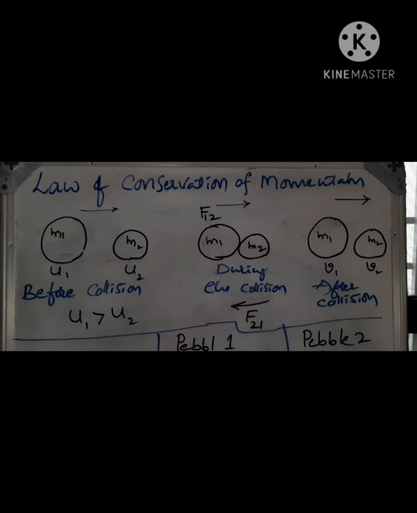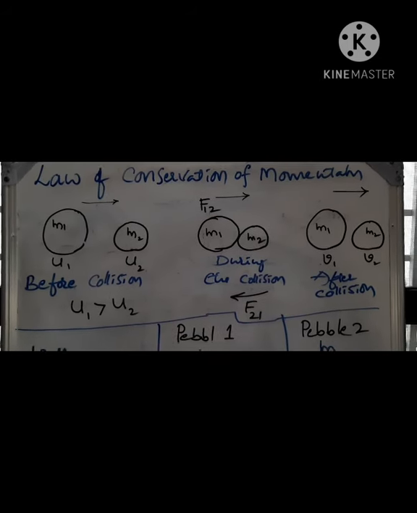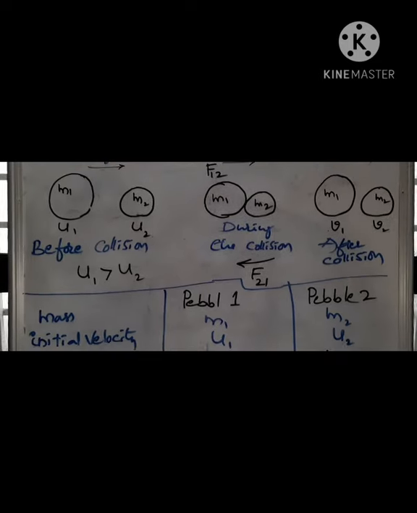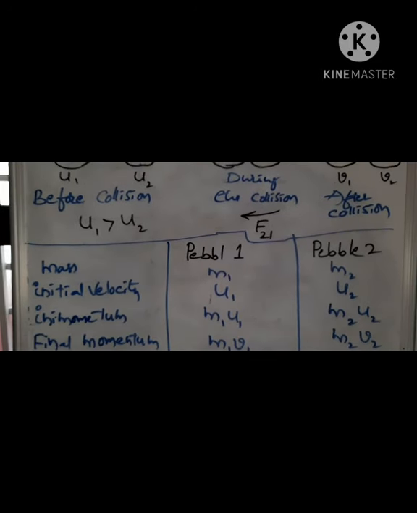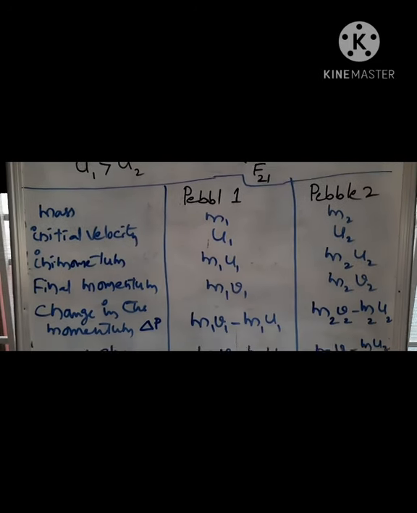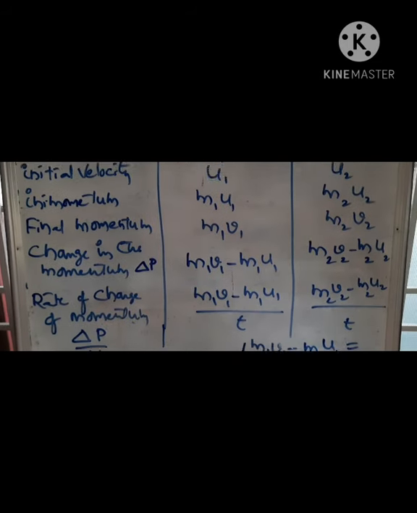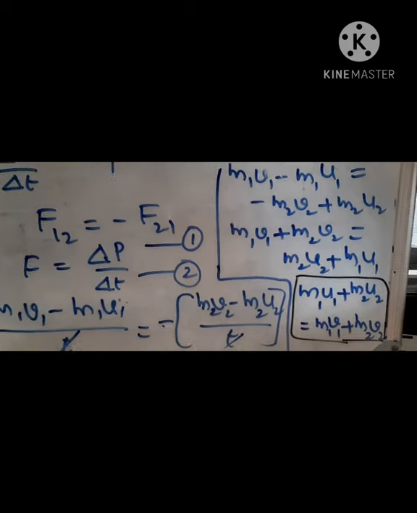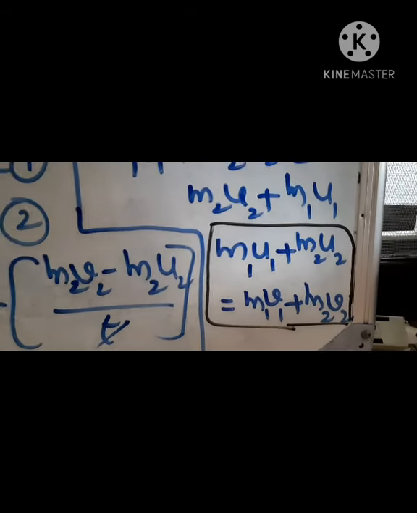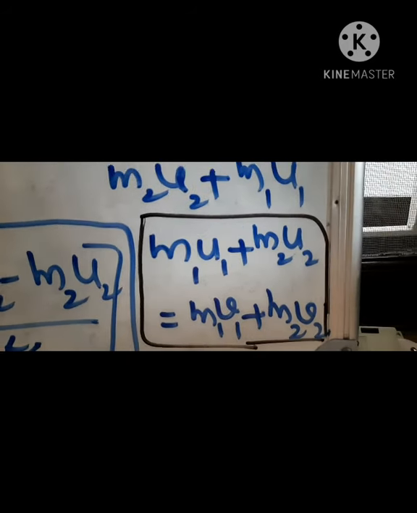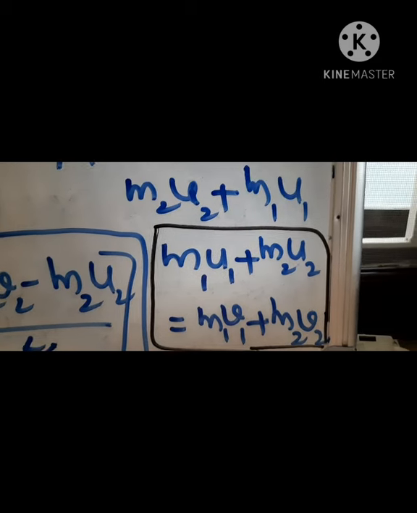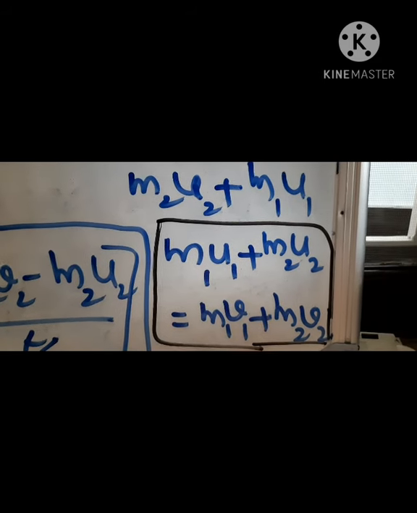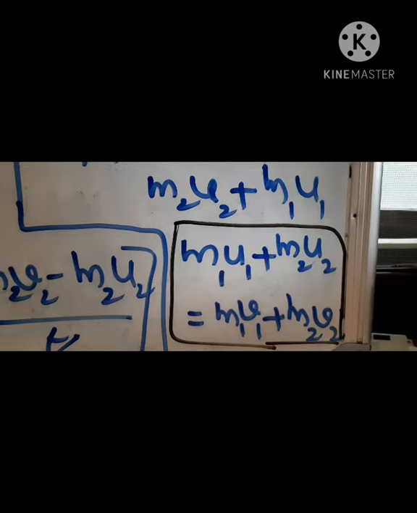Okay, children, we have completed the lesson. Let us see what we have learned so far. If the board is not visible, here we can note down the points. Yes, this is the final formula that we have derived. M1 U1 plus M2 U2 is equal to M1 V1 plus M2 V2.